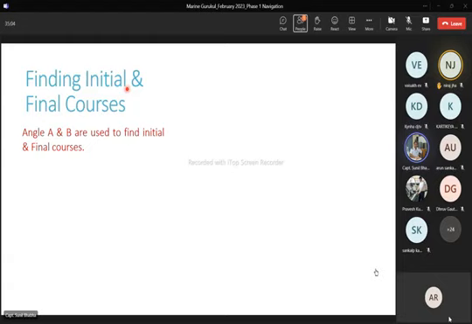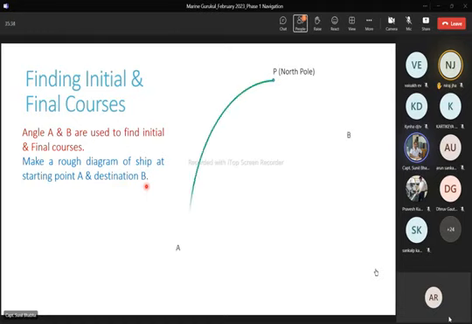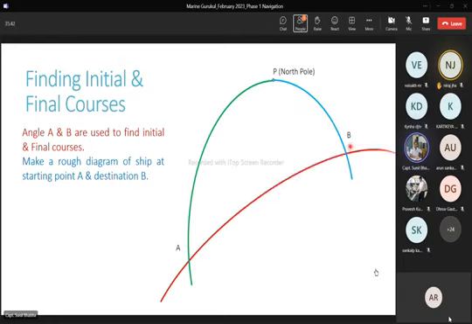So let us now see how these angles, angle A and angle B, are going to give us the initial and final courses. So for this, we need to make a rough diagram of the ship at our starting position A and the destination position B. So a rough diagram of the ship at both these locations. Let me make the PAB triangle here also. We don't need to show the full earth diagram now. We can now concentrate only on the PAB triangle part of it.